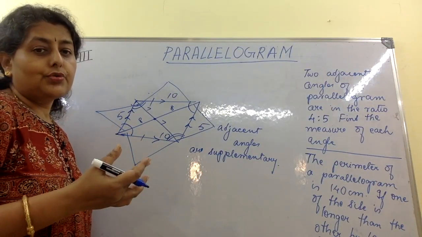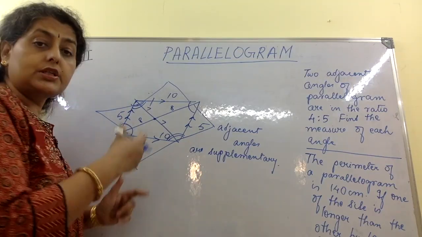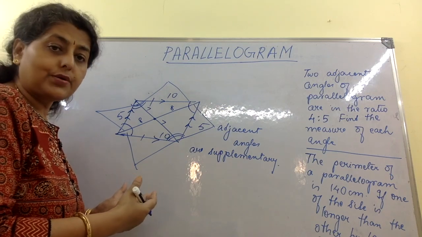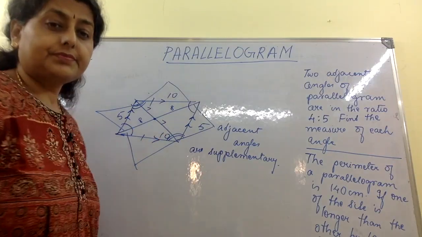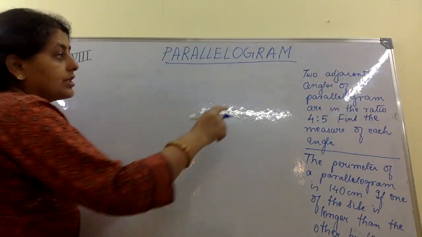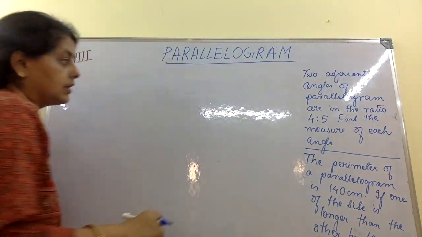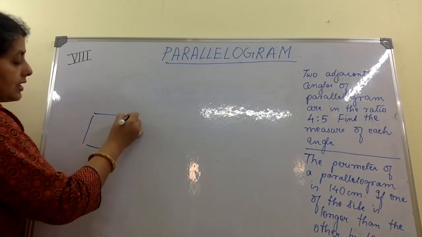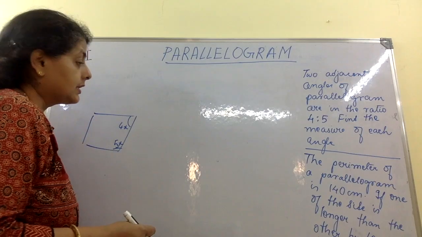Now I am going to do sums based on this. You will need these properties to solve these sums. That is why I did these properties first. So let us start with the sums. Firstly, two adjacent angles of a parallelogram are in this ratio. Find the measure of each angle. So two adjacent angles of a parallelogram means if this is 4x, the other one is 5x.